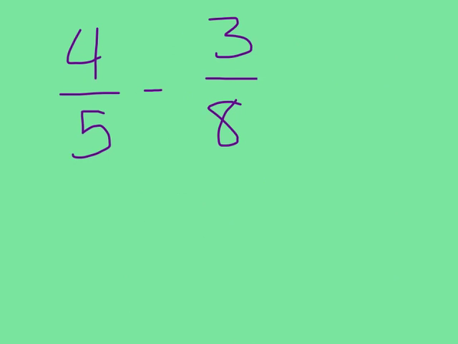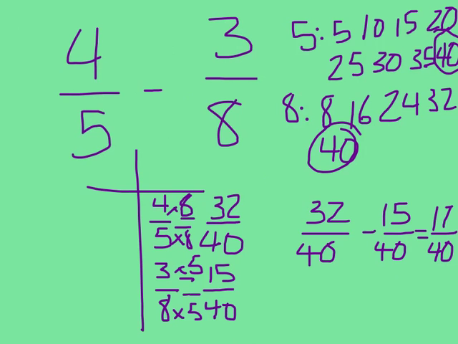Now you try one. What's 4/5 minus 3/8? Enter your answer as a fraction in simplest form in the box. The correct answer is 17 over 40. Check your work and make sure it matches mine.